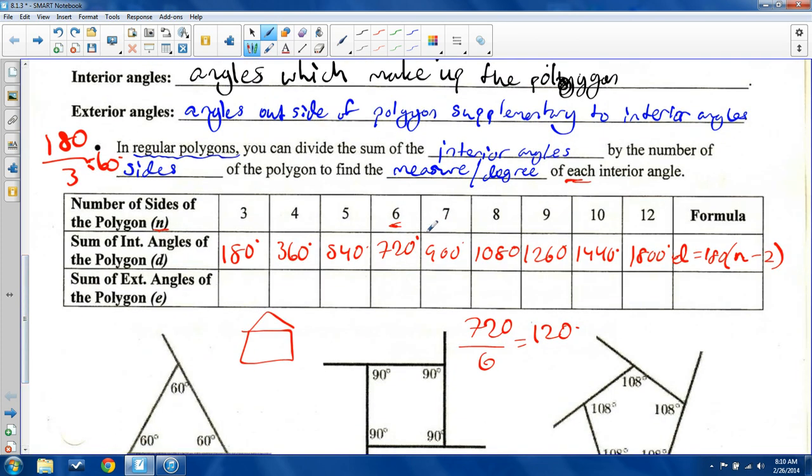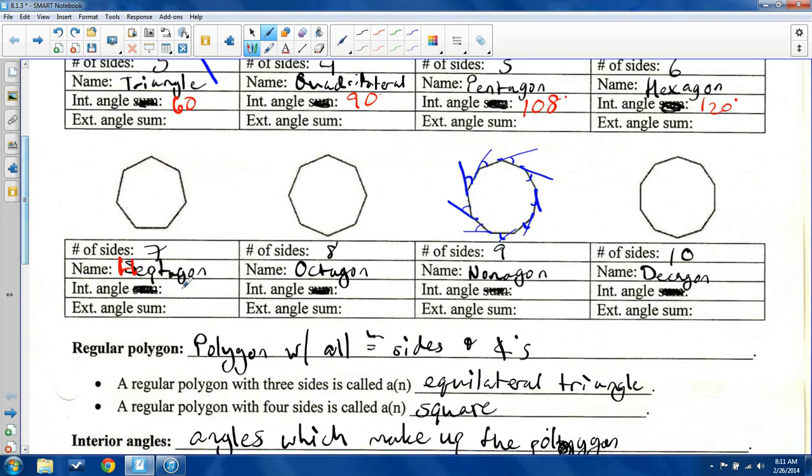Take 900, and remember how you can get that. If it says find the total measure, you take 7 minus 2, which is 5, multiply it by 180, you get 900. Now you take 900, divide it by 7. This one I actually don't know off the top of my head, and it's not going to be a clean number, so I'm going to use the computer calculator. That's 128.6, about, so that's a weird one. I admit. It's like 128.57, let's take 128.6.